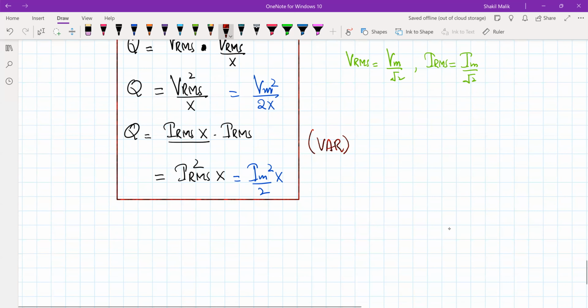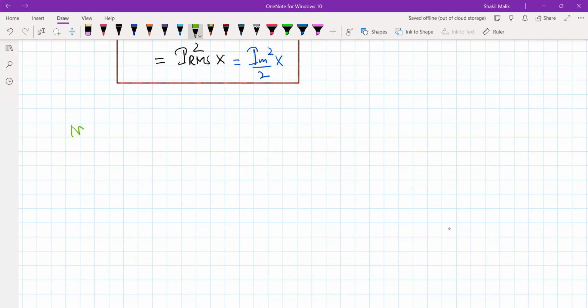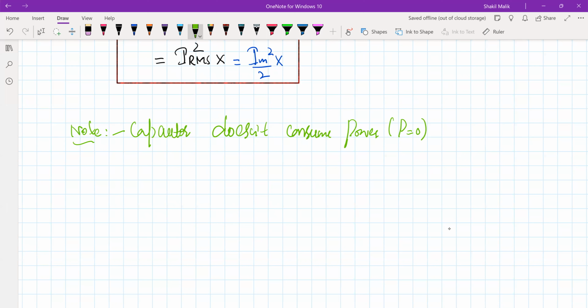So what's the takeaway from this? You can note it down. Capacitor does not consume power because P is 0. Capacitor does not consume power, or real power, or average power, meaning P is equal to 0 for a capacitor. That's the first thing. Now, the second thing we'll learn: capacitor stores power. Capacitor stores power because Q is non-zero.